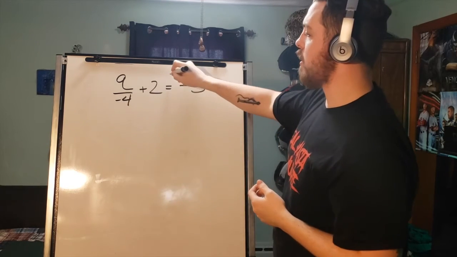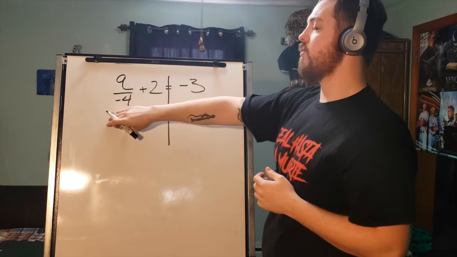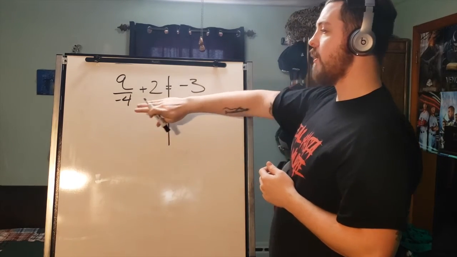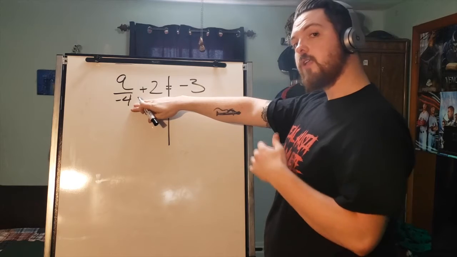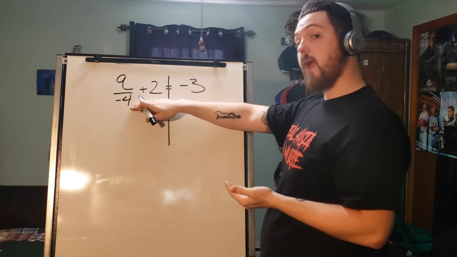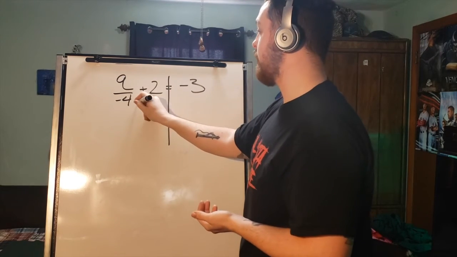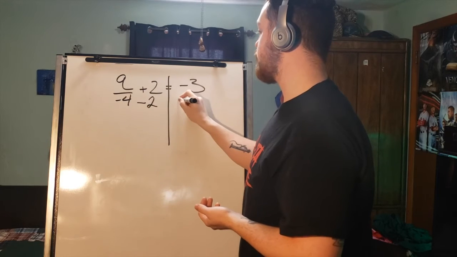So again, we put our line right down the center. Whatever I do to the left, I do to the right. I need to get rid of plus 2. To get rid of plus 2, I have to subtract. So I'm going to subtract from the left, and I'm going to subtract from the right.